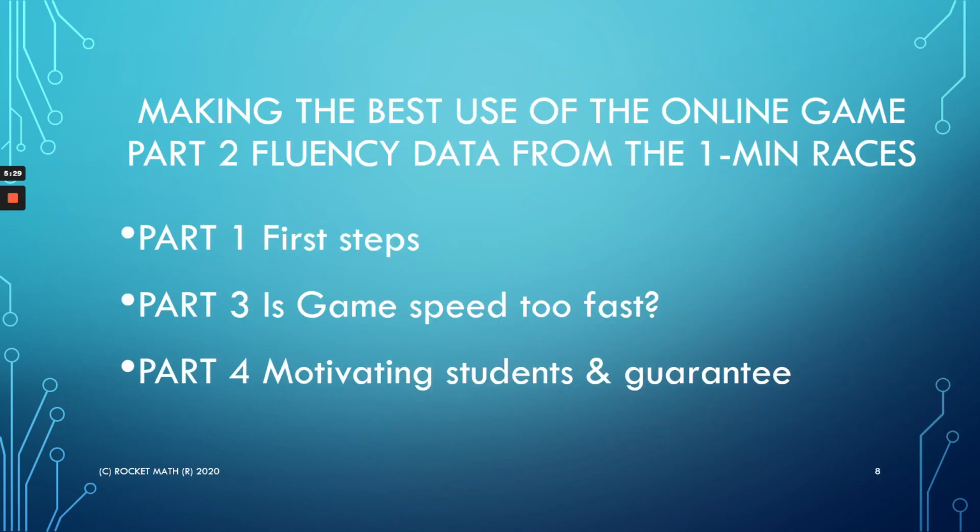So this has been part 2 of making the best use of the online game. This is concerning the fluency data you can get from the 1-minute races. The other parts in this series are the first steps in part 1, part 3 about game speed, and whether it's too fast and what to do about it, and part 4 is how to motivate students.